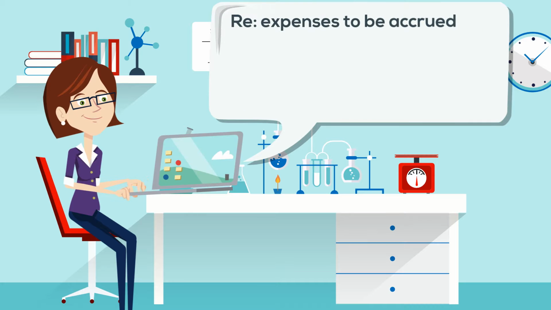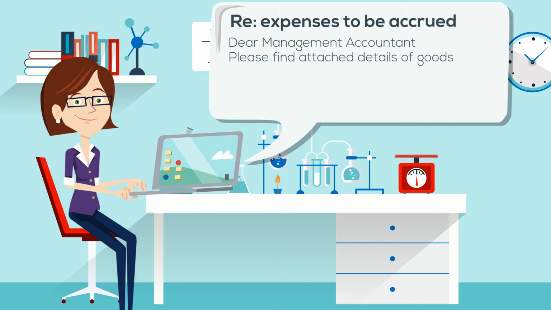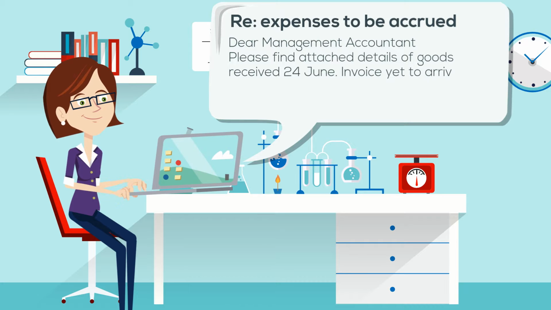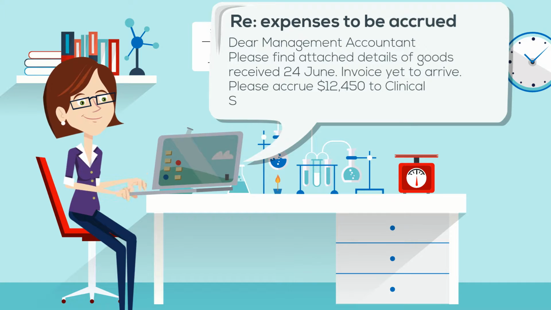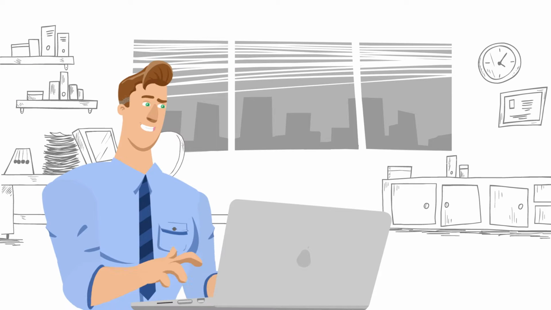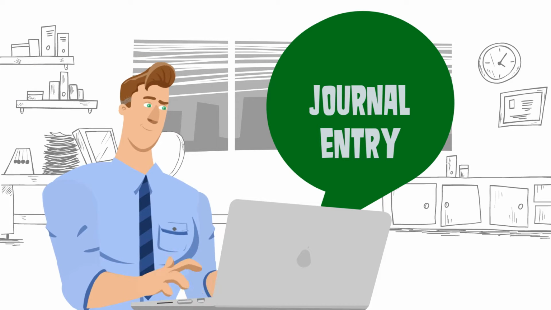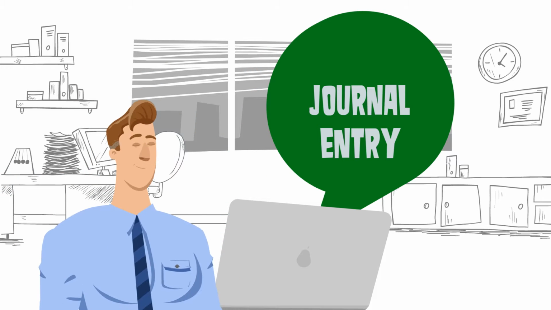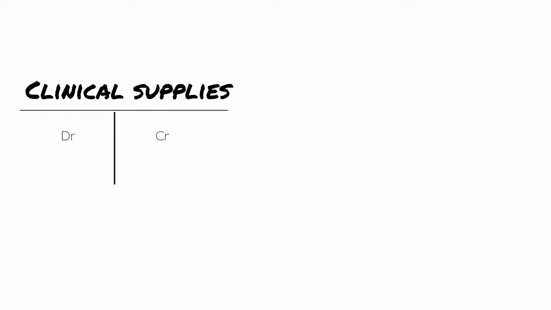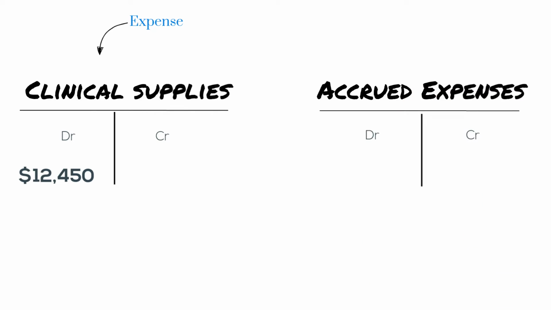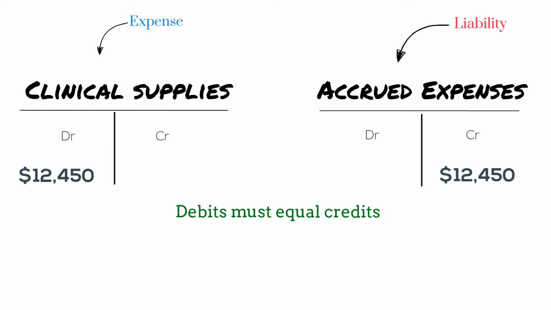As cost centre manager, you advise your management accountant that the order has arrived, but the invoice for $12,450 has yet to be processed. Your management accountant will prepare a journal for the 30th of June in the current financial year as follows. Clinical supplies, debit, $12,450, and accrued expenses, credit, $12,450, because debits must equal credits.